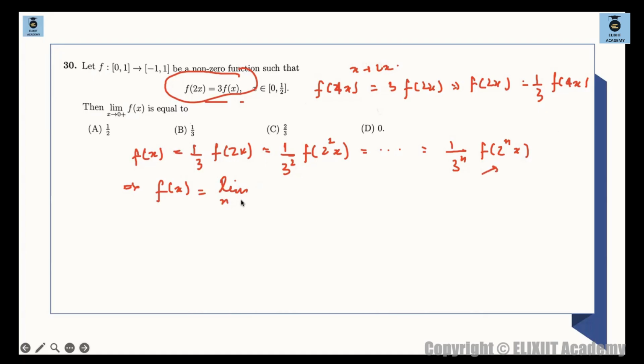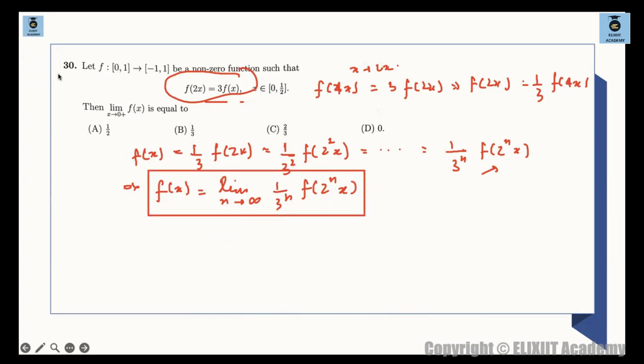So you can define this function as limit n tends to infinity 1 by 3 to the power of n into f of 2 to the power of nx. This is your definition of the function, a more simplified form of the function. So this is your function now. Now you are asked to calculate the limiting value, limit x tending to 0 plus. They are asking you to calculate limit x tending to 0 plus fx. So limit x tending to 0 plus and limit n tends to infinity.